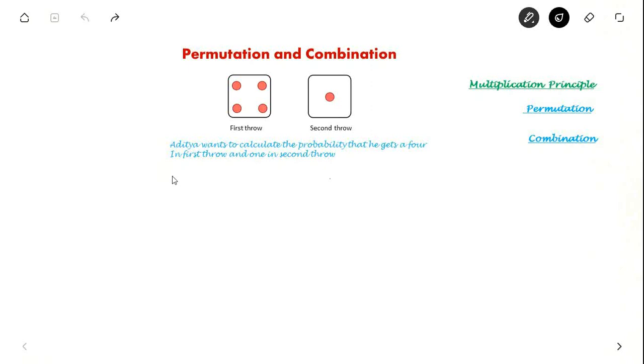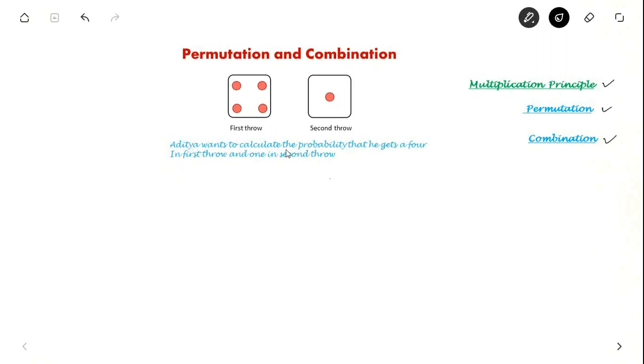Hello everyone, let us see about permutation and combinations in this video, which is often used in probability. In many situations you will find that you are not able to list out all the outcomes. That is when the multiplication principle, permutation and combination come into play. Now let us start with an example.